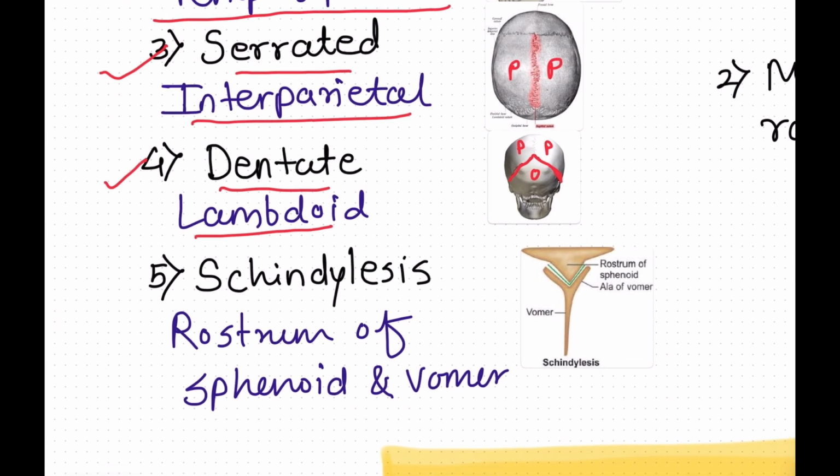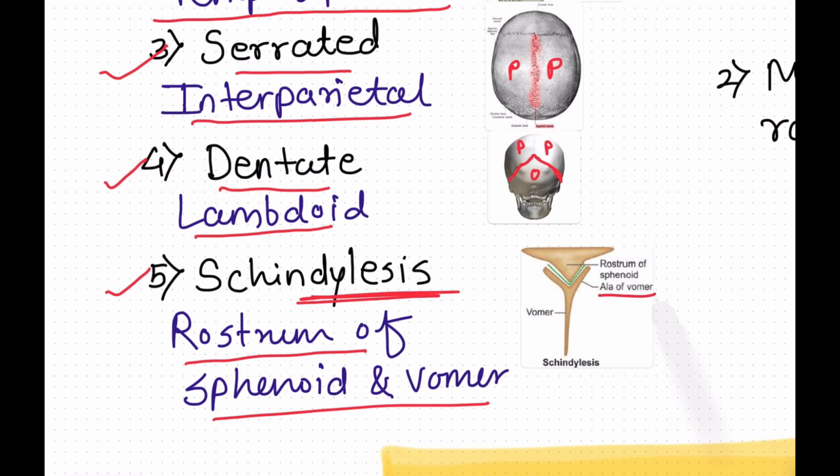Then the other one is syndialysis. Syndialysis. Okay. It is rostrum of sphenoid and vomer. Okay, it is found between rostrum of sphenoid bone and vomer. So this is ala of vomer. It is also bone and this is rostrum part of the sphenoid bone. So syndialysis is mostly asked in MCQs.